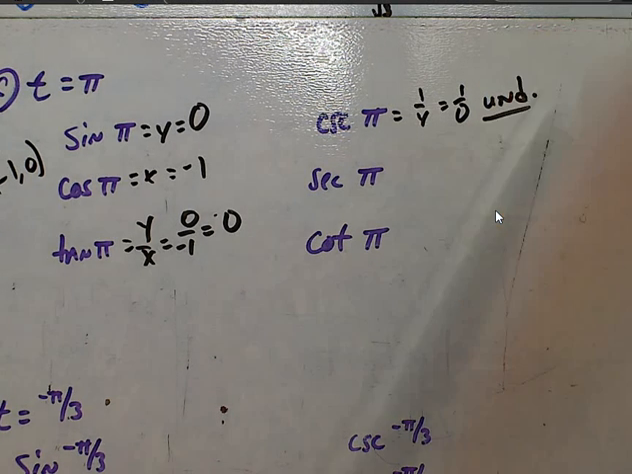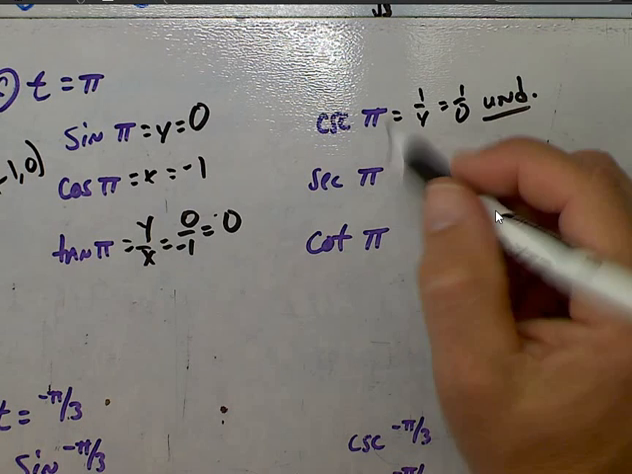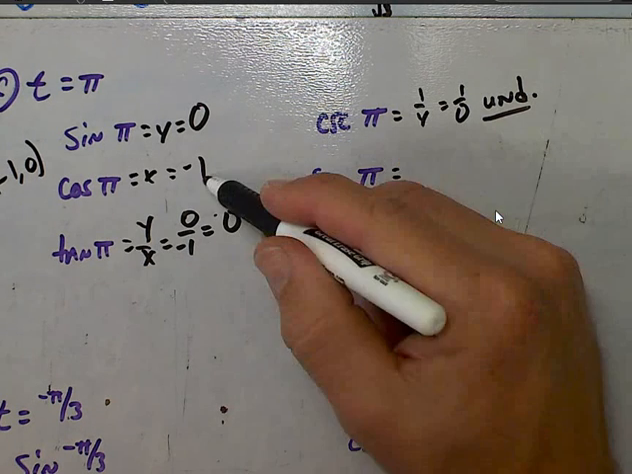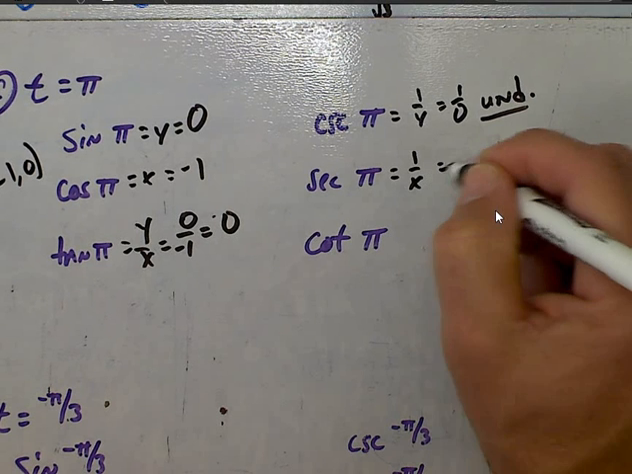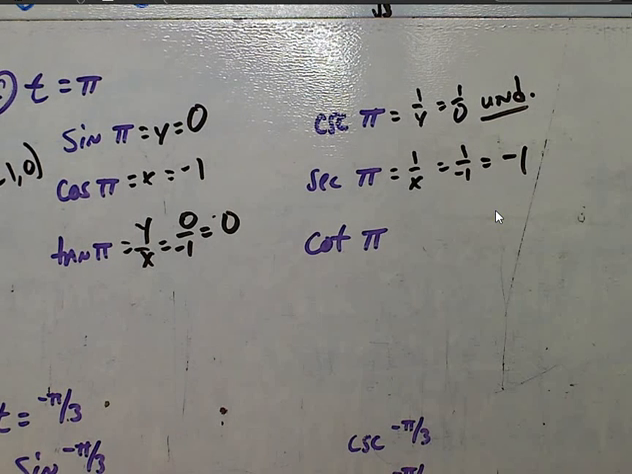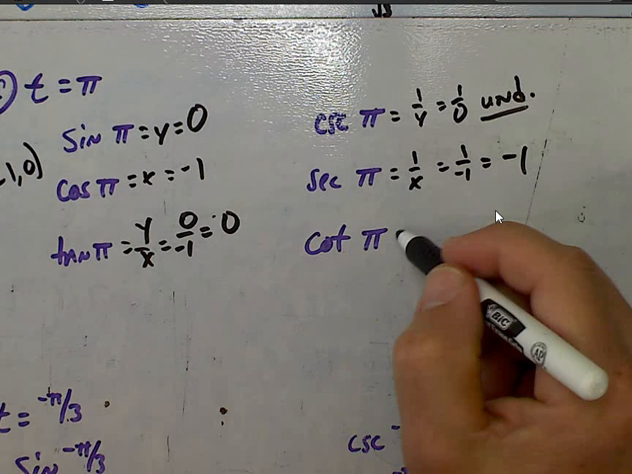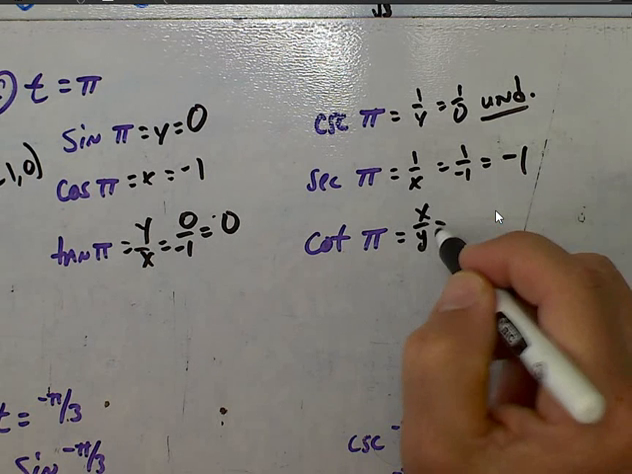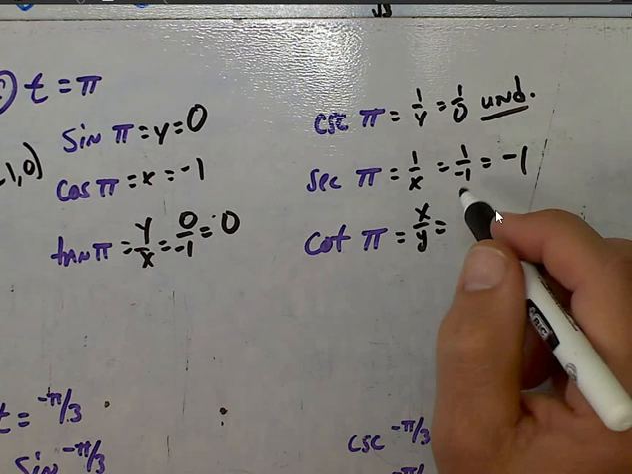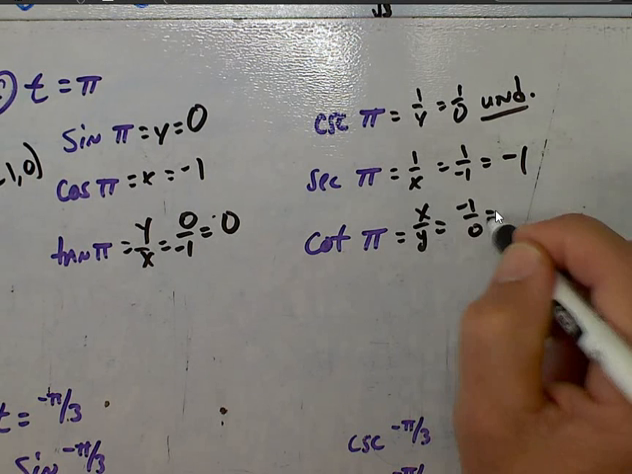For the secant of pi, I do 1 over x. So that's 1 over negative 1, which is still negative 1. Cotangent of pi is going to be x over y. So x over y, so negative 1 over 0. Anything divided by 0, still undefined.